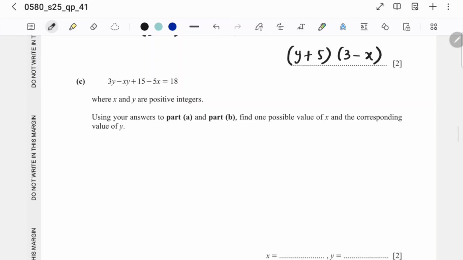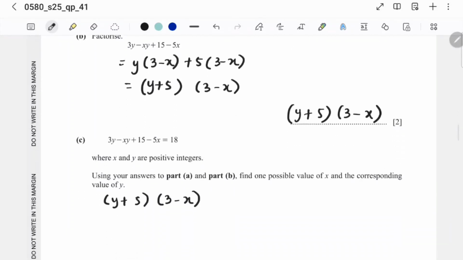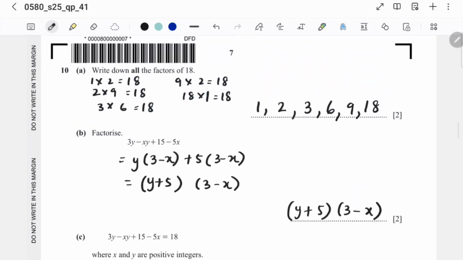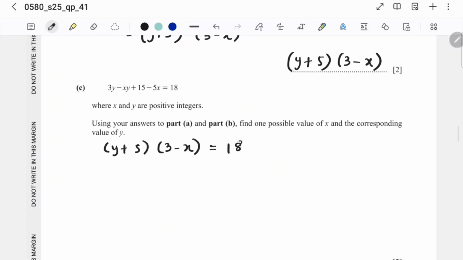So what do we have? We have y plus 5 and 3 minus x, because they are asking us not to just expand. Use your part A and B to find the answer. So in A and B, we know that 18 factors are 1 times 18. If x is 1, then we'll have to see what the value of y will be. And then we can take, if it is 2, then what is the value of y.